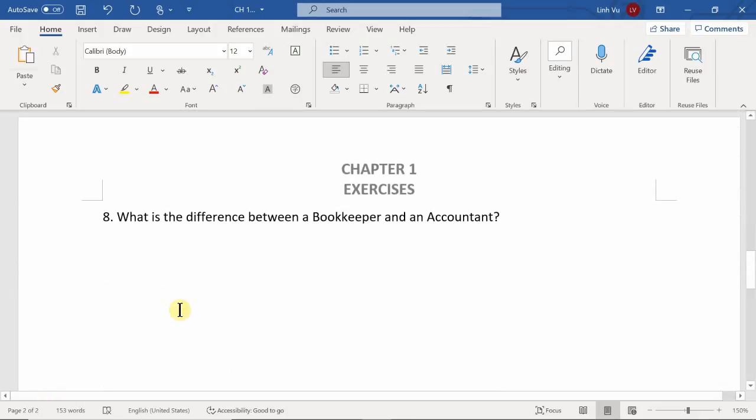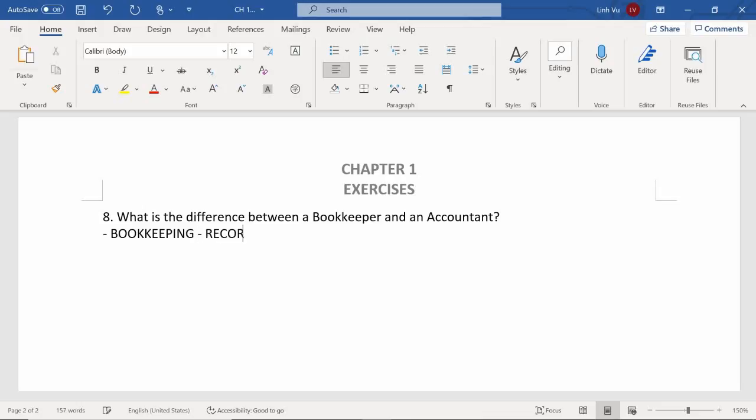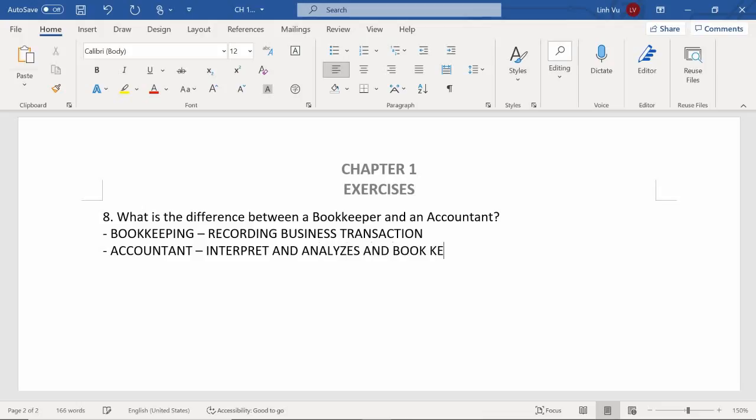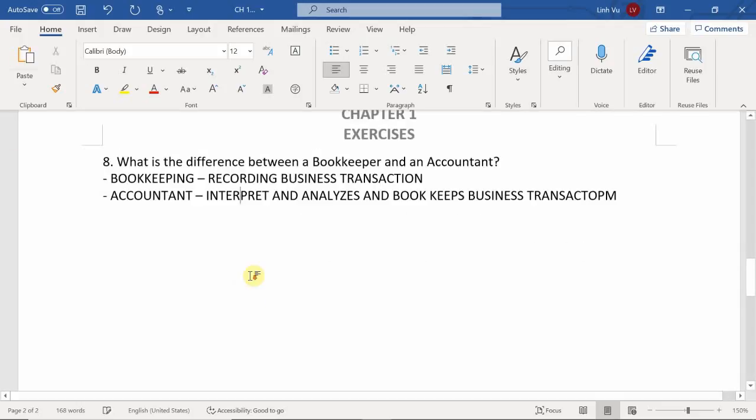Number eight, what is the difference between the bookkeeper and the accountant? So, the bookkeeping is recording the business financial transaction. And the accounting is interpreting and analyzing the information. And it can do the same as the bookkeeping too. Excellent. Good. Accountant. They're the one that actually interprets the information and analyzes it. Good. Analyzes. And bookkeeping is business transaction. Good. Excellent. All right.